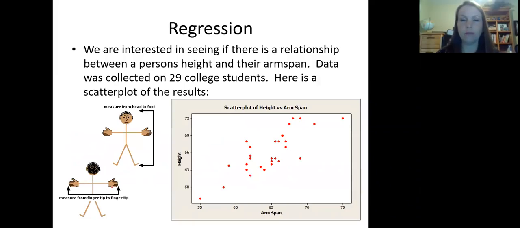All right, that kind of sums it up for chi-square. Does anybody have any questions about chi-square before we continue? Awesome. All right, so let's look at regression.